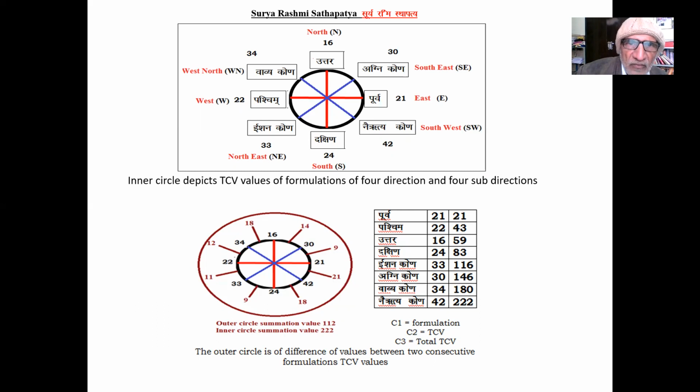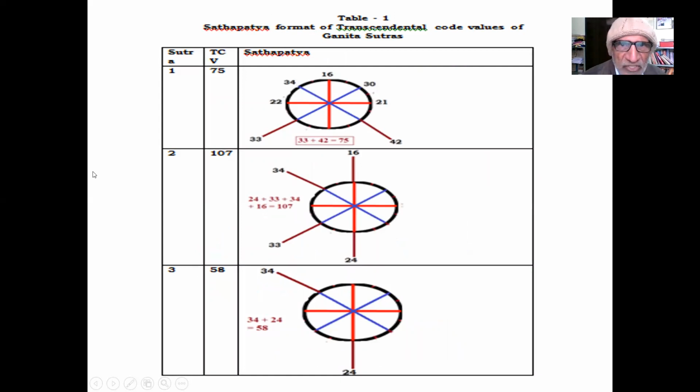ranges of values. When we are well acquainted with these values, associate them with these formulations, and place them as a directional frame of 4 directions and 4 subdirections, it will be blissful to see that this 8 directional format is the manifestation format of our solar universe. Therefore, now let us proceed to see how the transcendental code values of Ganita Sutras and Upsutras have parallel manifestations.